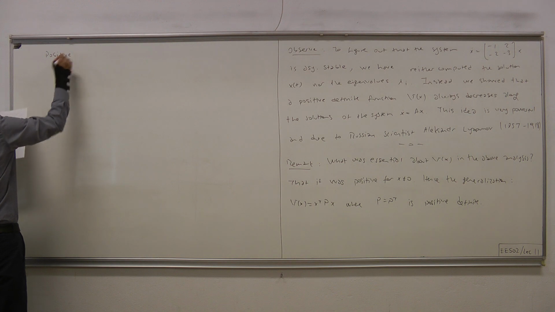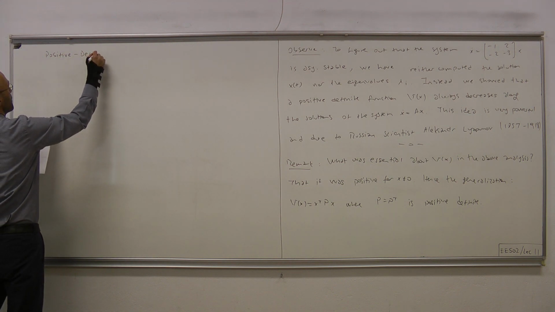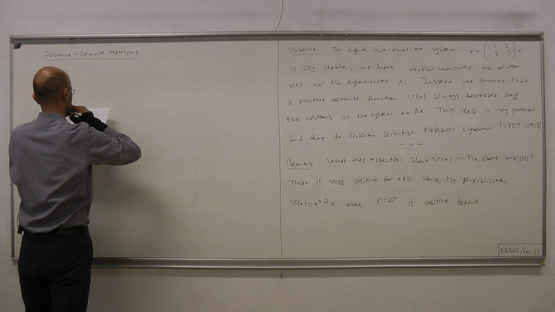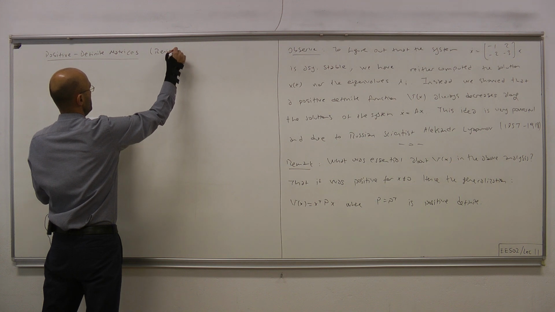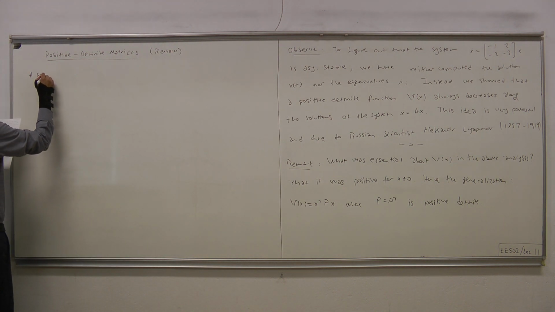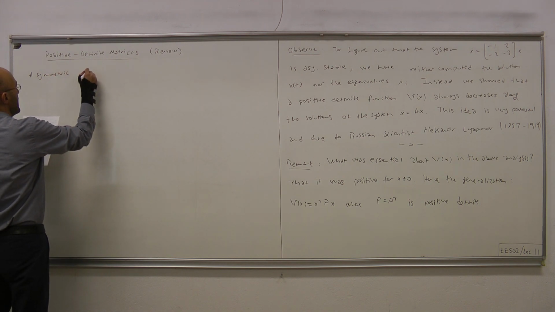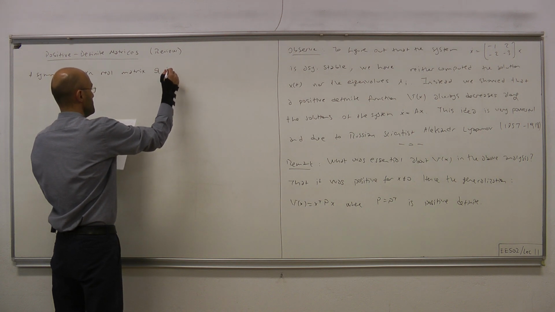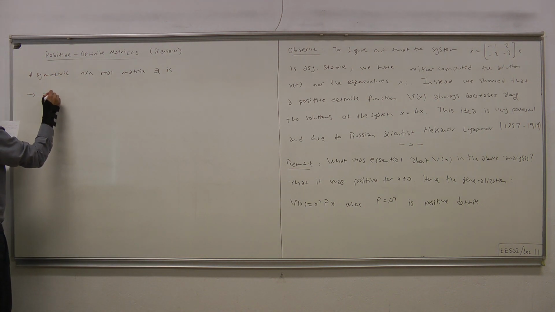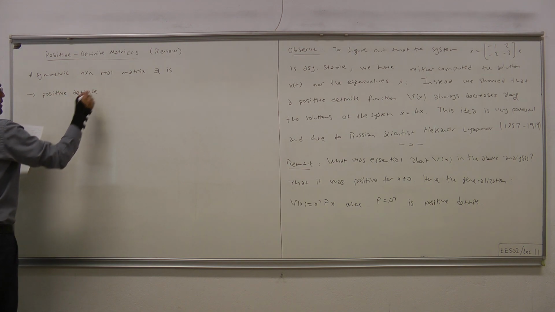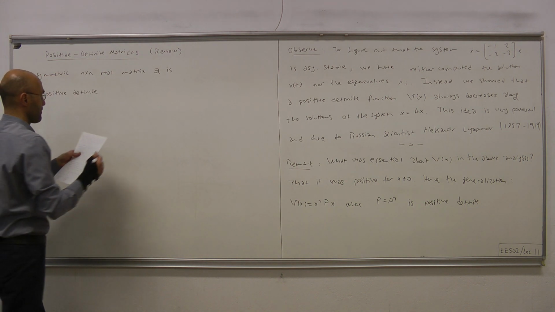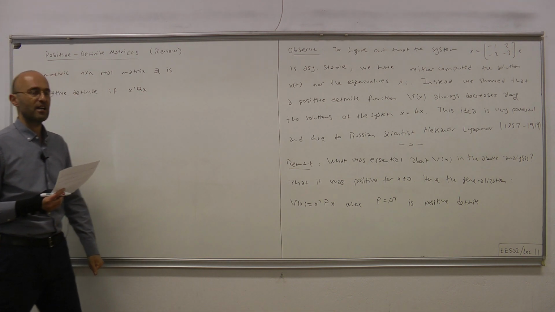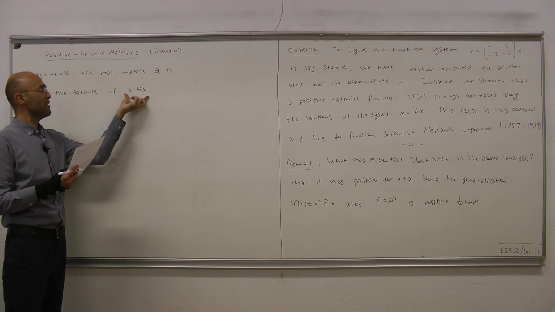Positive definite matrices. Now a symmetric n by n real matrix, let's call it Q, is said to be positive definite if the function x transpose Q x is positive definite with respect to x, where x is a vector in R^n.